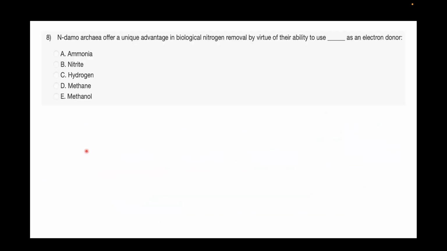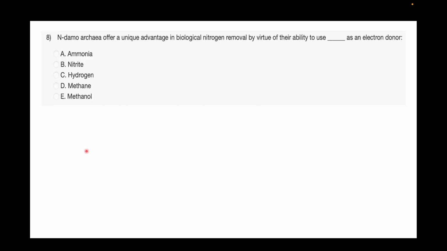Question number 8. N-Damo archaea offer a unique advantage in biological nitrogen removal by virtue of their ability to use dash as an electron donor. N-Damo archaea have the advantage because they can use which of these as an electron donor? Option A, ammonia. Option B, nitrite. Option C, hydrogen. Option D, methane. Option E, methanol.